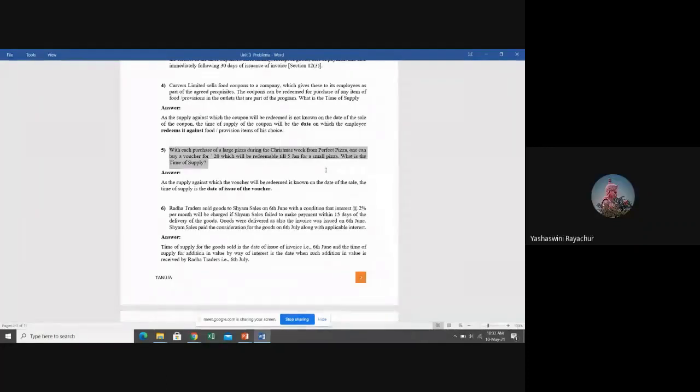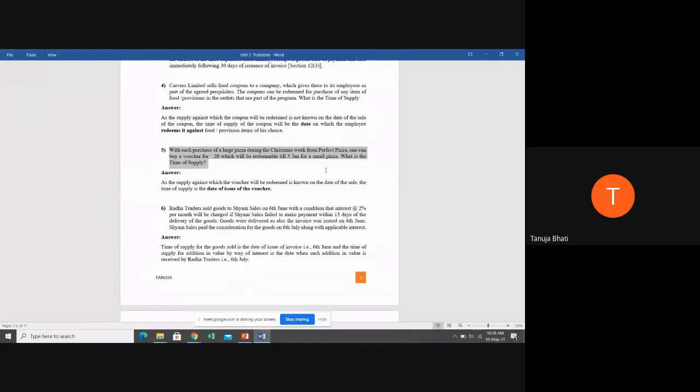Since the supply is identifiable at the point of issue of that voucher, Perfect Pizzas knows that if I'm giving this voucher, the customer will redeem only a small pizza against that voucher. It is known, it is identifiable. Therefore, what is going to be the time of supply?